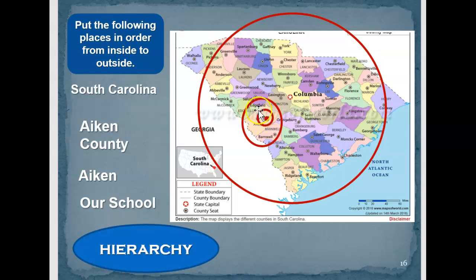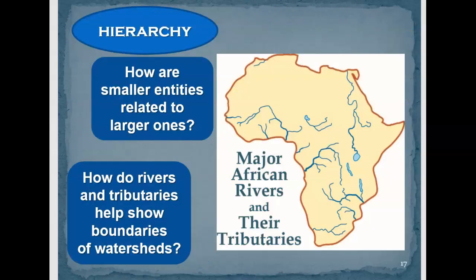And then the next hierarchy would be our city, Aiken. And the next hierarchy would be our county, Aiken County. And the next hierarchy would be our state, South Carolina. This is a spatial hierarchy. Here we can see a hierarchy with waterways. So we can see big waterways leading to smaller waterways, leading to lakes and things of that nature.